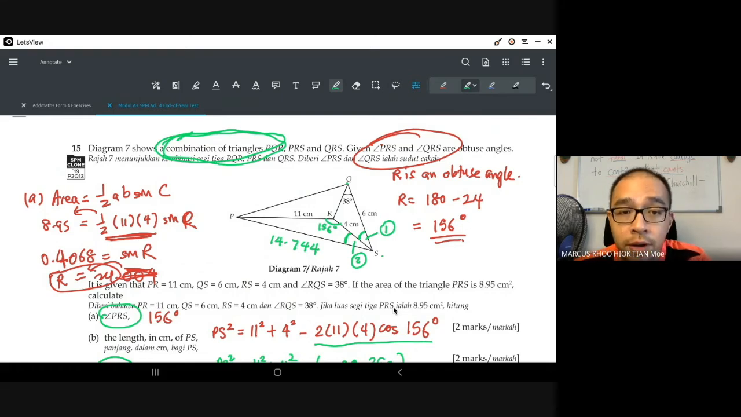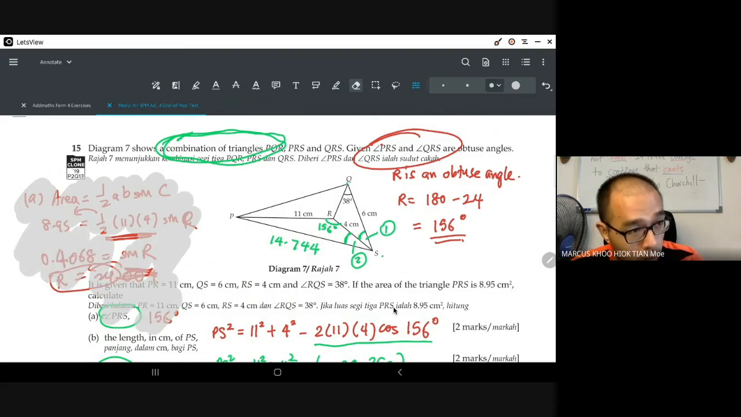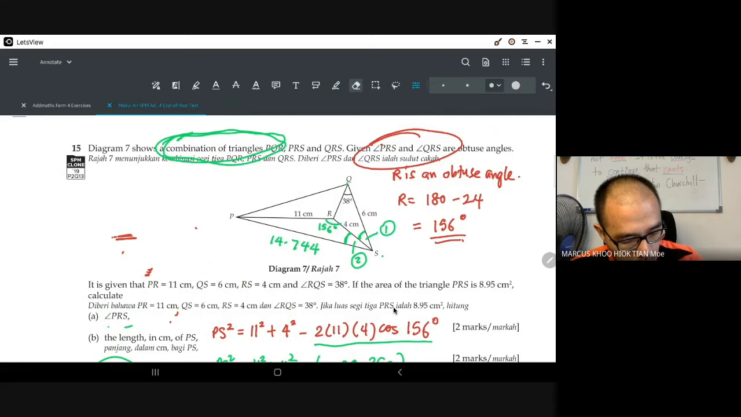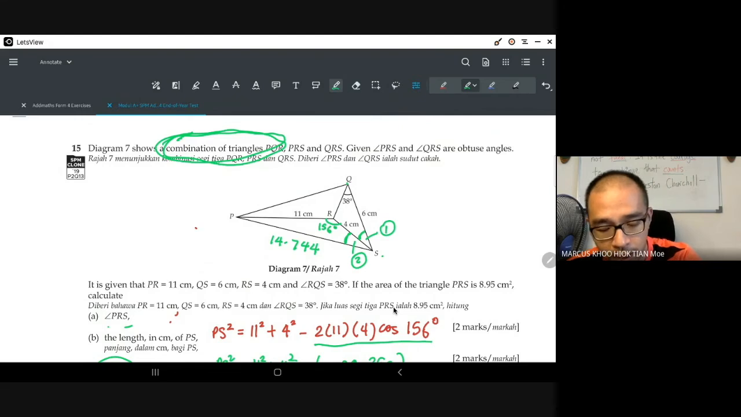Let's start with QSR first. Sorry. We can finish this in 10 minutes, as long as everybody is ready with their calculator. Okay, let's start with QSR first.